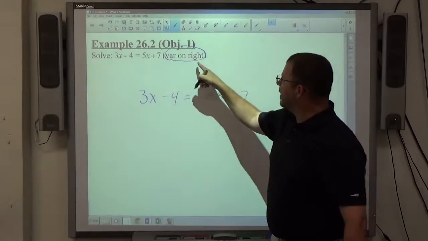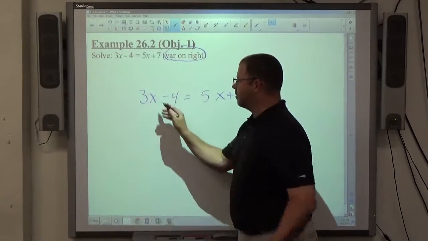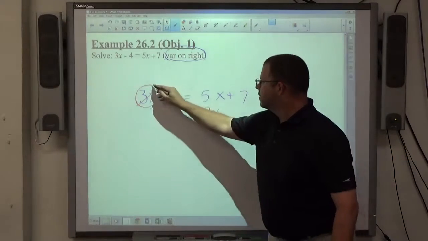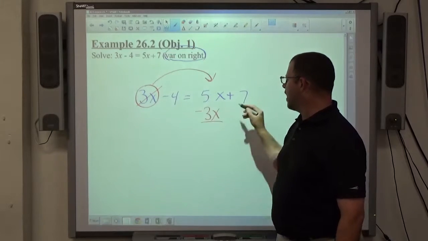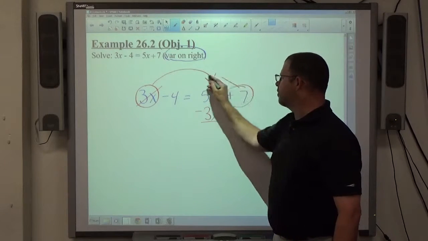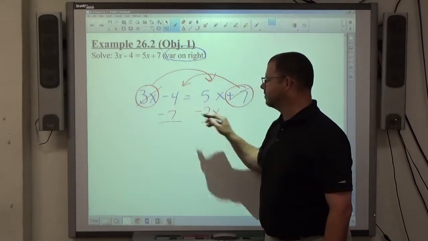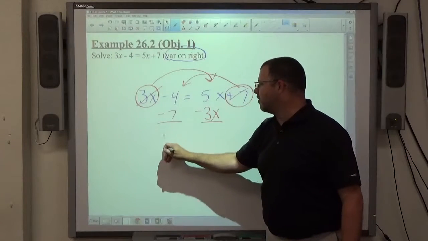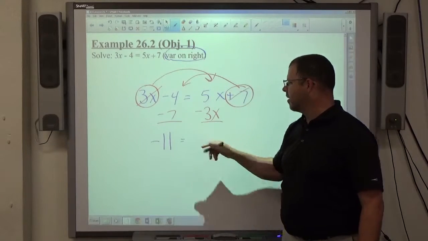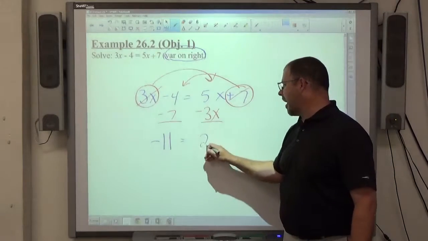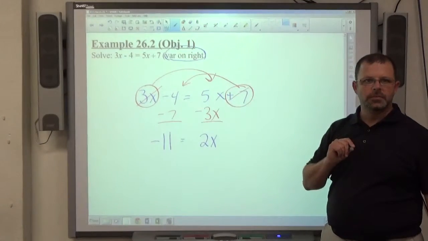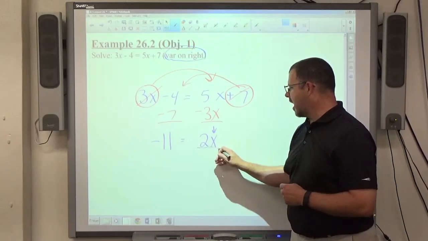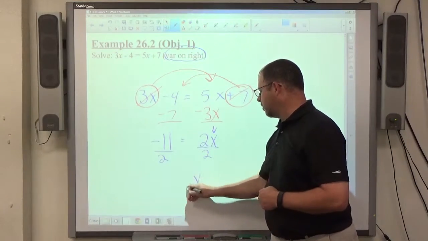If I want the variable to be on the right-hand side, that means 5x is where it belongs. 3x needs to move. Strike it out, put a negative 3x here, and moving it across the equal sign changes the sign. 7 needs to move. It's positive 7 here, it's moving across the equal sign, it's become minus 7. Once I get to this point, notice negative 4 and negative 7 have the same sign, so I add. 7 is bigger, so it's negative. 5x and 3x have different signs, so I subtract. 5 is bigger, so it's positive. At this point, 2 times x, once again x is my variable, which means 2 is my coefficient. I divide both sides by 2. That gets me x equals negative 11 halves.